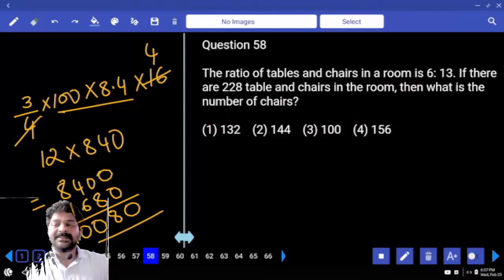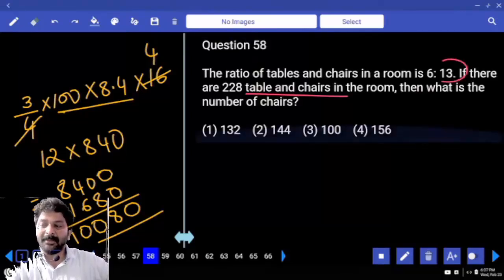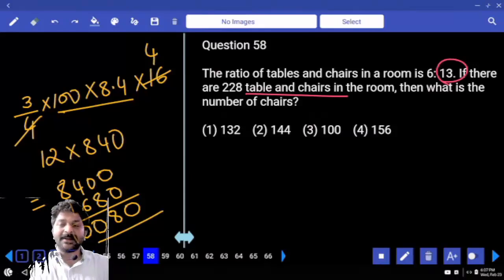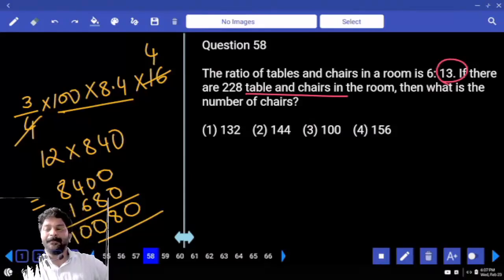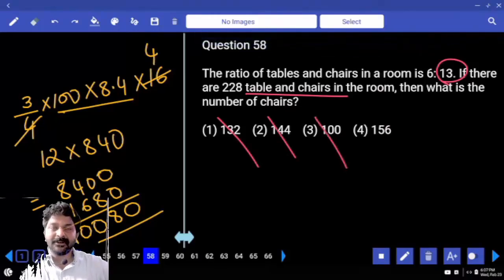The ratio of tables and chairs in a room is 6:13. If there are 228 tables and chairs in the room, then what is the number of chairs? Number of chairs is equal to how many parts? 13 parts. So the answer must be a multiple of 13. Can it be the first option, second, third, fourth? Final answer.